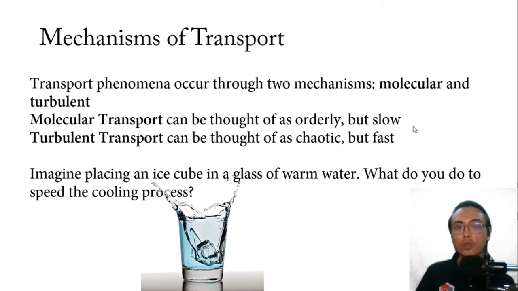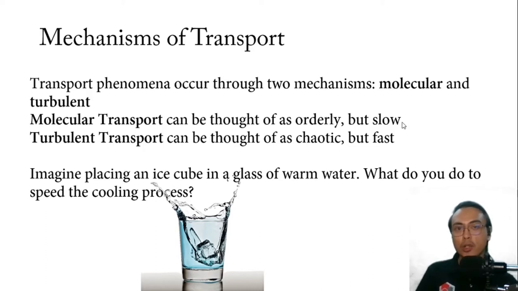Okay? If you don't shake the water with the ice, or if you don't stir the ice into the water, what happens is what we call a molecular transport. So molecular transport, in contrast with turbulent transport, is orderly, but it is slow compared to turbulent transport. So if you just have a glass of water and you simply let the cube of ice sit on that glass of water, then that glass of water would get cold eventually, but the process is slower than with you stirring the ice cube. Okay? So that's the difference between molecular transport and turbulent transport.